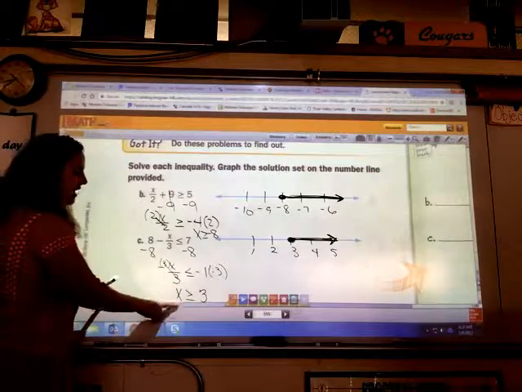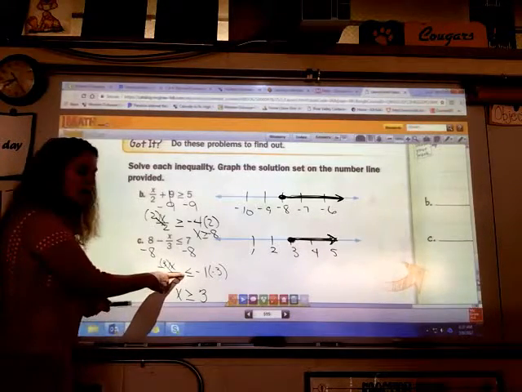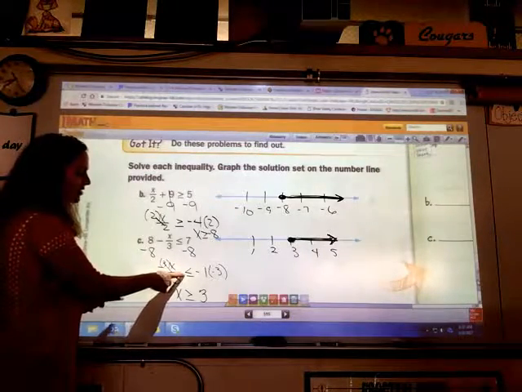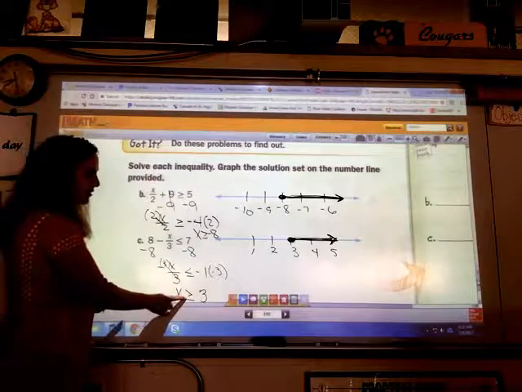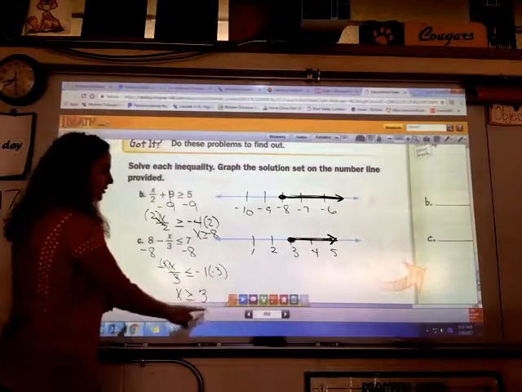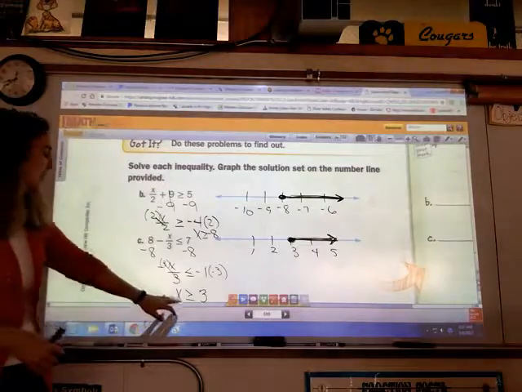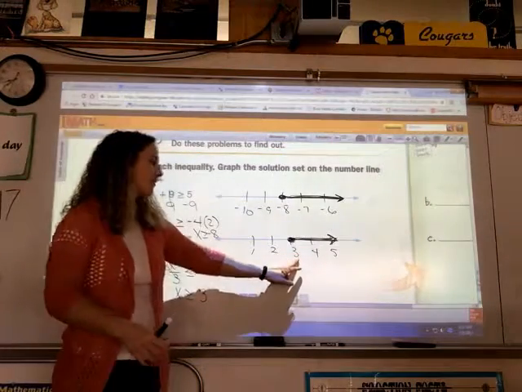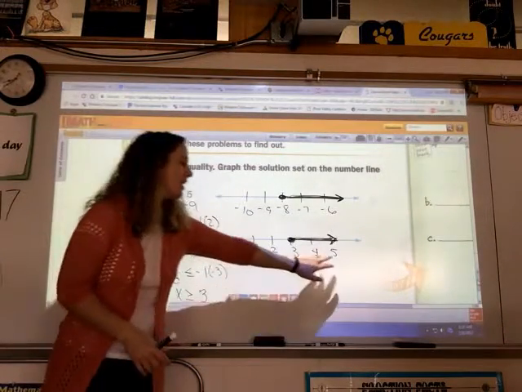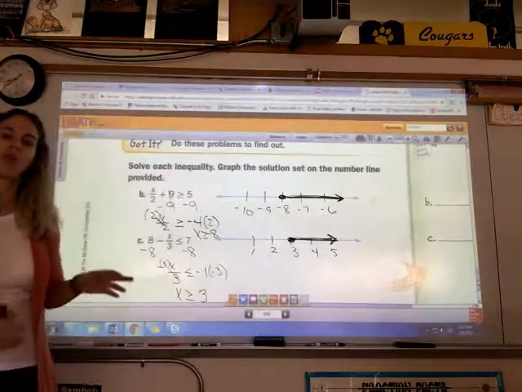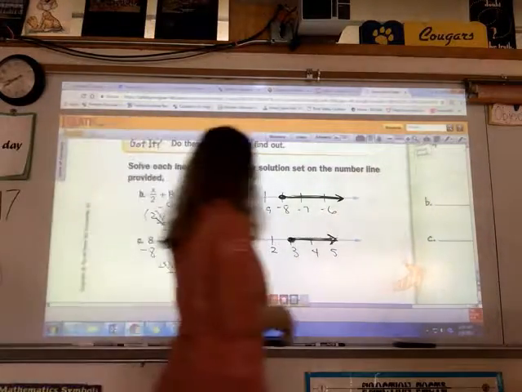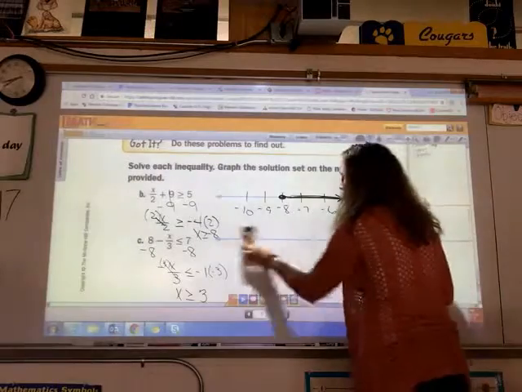Those are going to cancel out. For x, I have to make sure that I reverse my inequality symbol. It was less than or equal to, now it needs to be greater than or equal to. So negative 1 times negative 3 becomes positive 3. x is greater than or equal to 3, so I've got a closed circle on 3, and I'm graphing it to the right. Hopefully you were able to come up with the same answers as me.